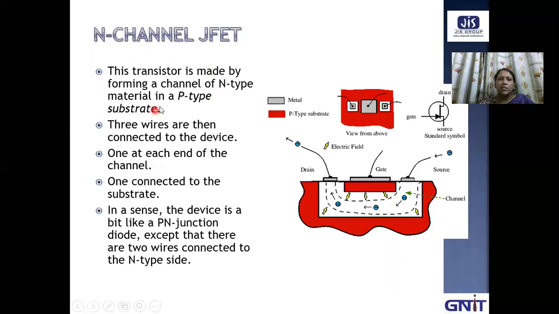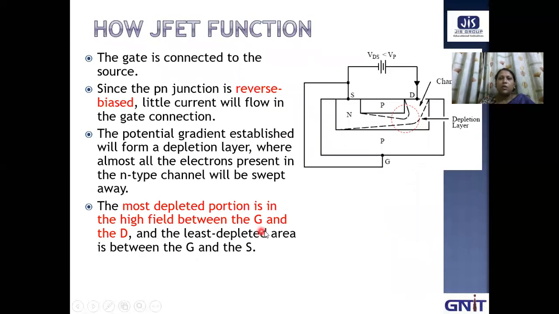Now, internal to the JFET, 3 wires are connected on the device and 1 connected to the substrate. In a sense, the device is like a PN junction diode. So how does the JFET function? The gate is connected to the source. See here, the gate and source are shorted.